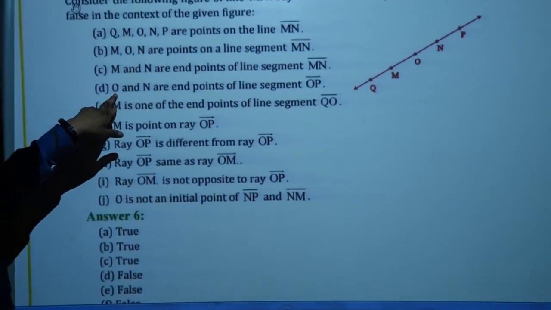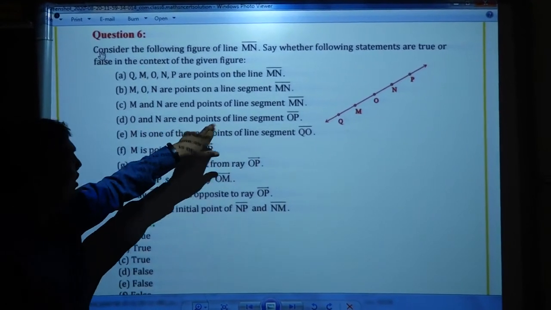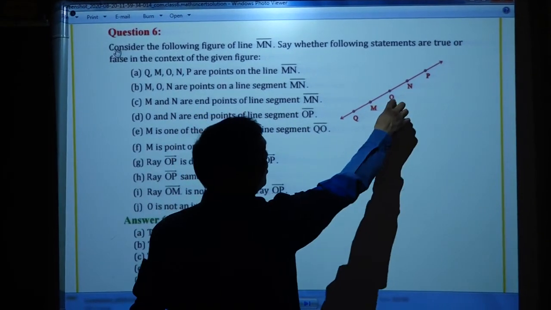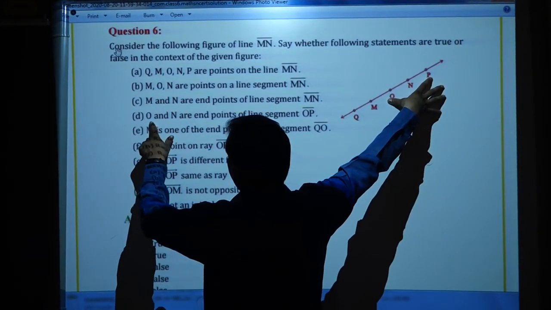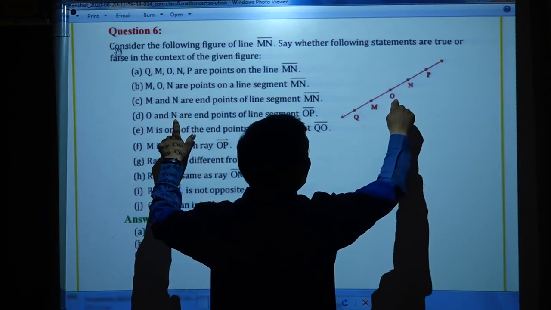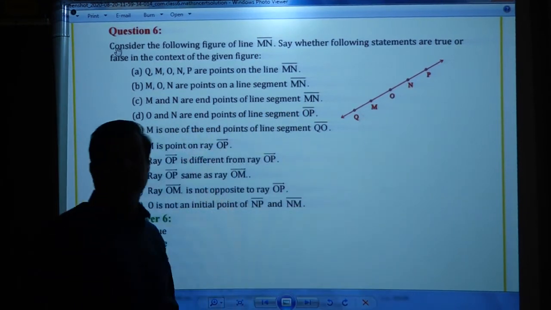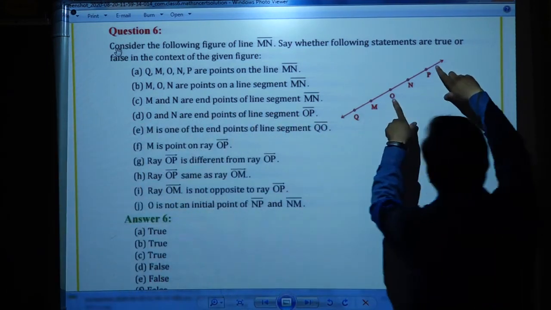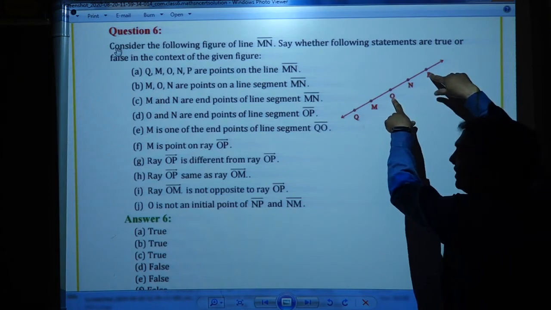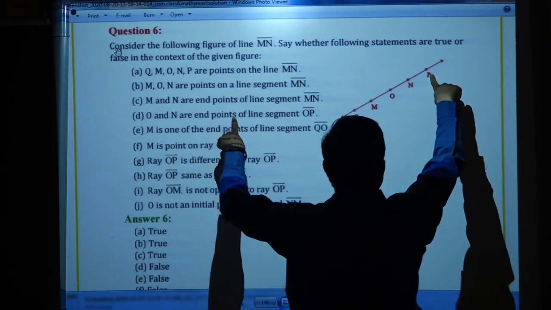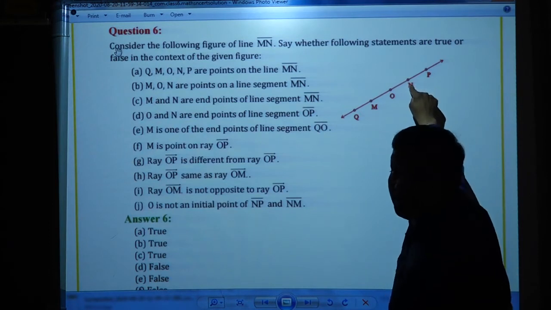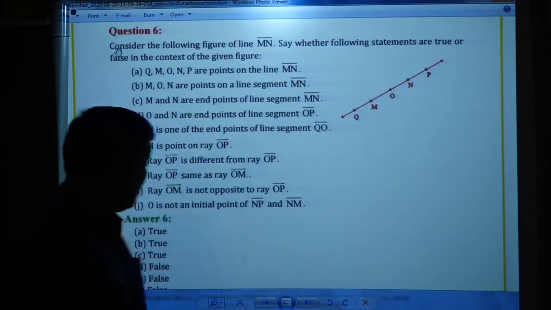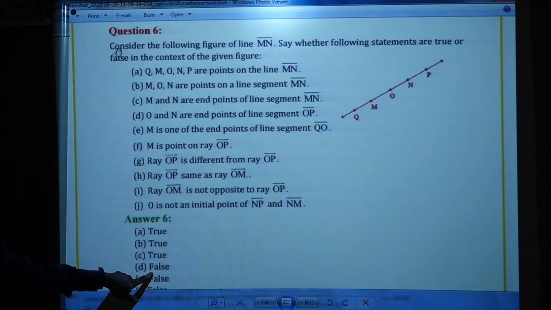Next, O and N are endpoints of line segment OP. They are asking O and N. O is there, but N is not there. N is in between. So is it an endpoint? No. He is saying OP, so you have to see here OP. In OP, they are asking whether O and N are the endpoints. O is an endpoint, but N is not an endpoint. N is in the middle. So is this true? No. It is false, because N is not an endpoint. It is in the middle.